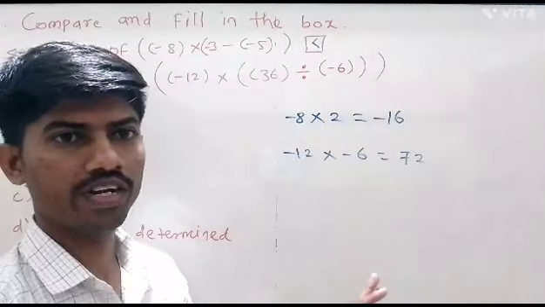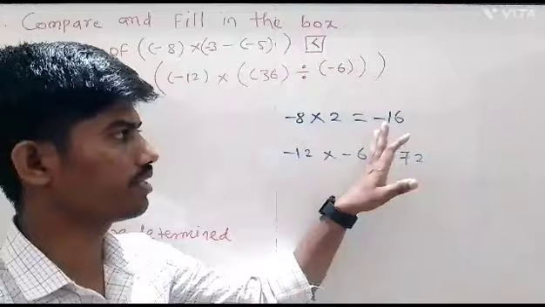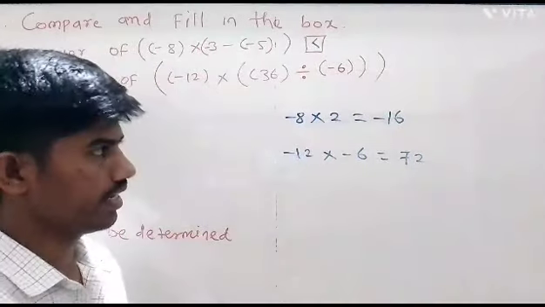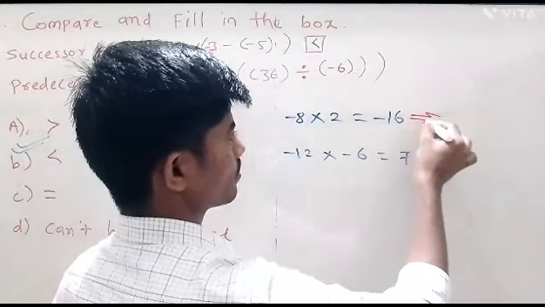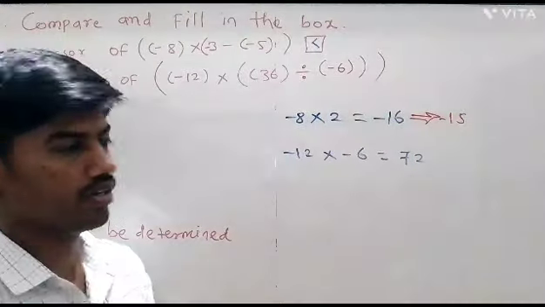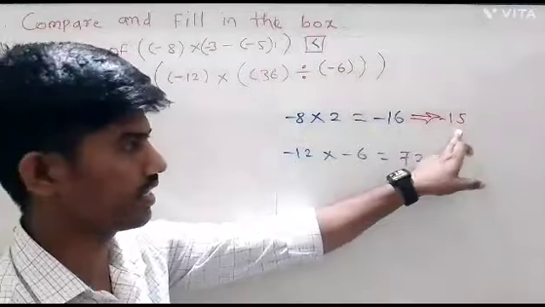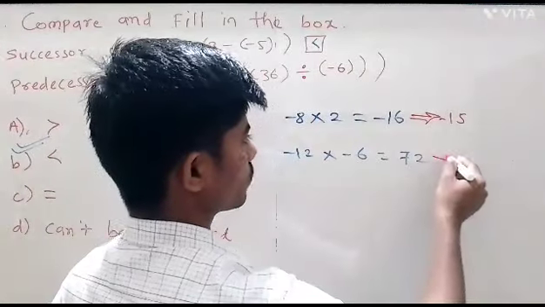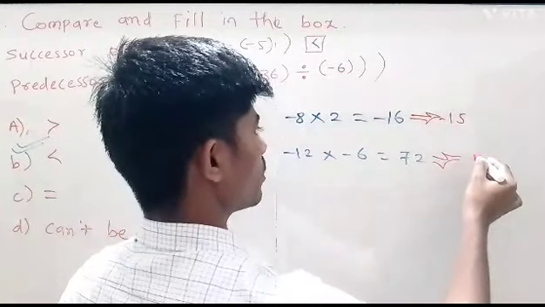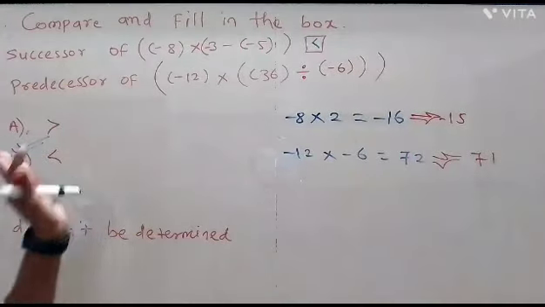In the last moment, we forgot to take the successor of this one. The successor of this one is equal to minus 15. So it becomes minus 15, and our answer is correct. But we haven't taken the successor of this one. The successor of this one becomes minus 15 and the predecessor of this one becomes 71. So our answer is correct, as B.